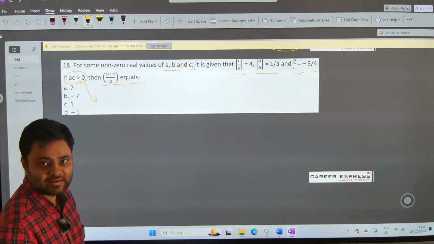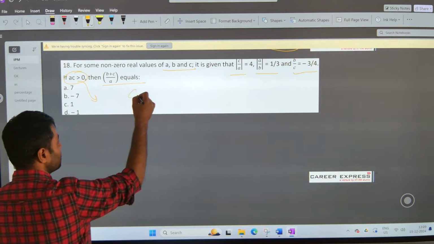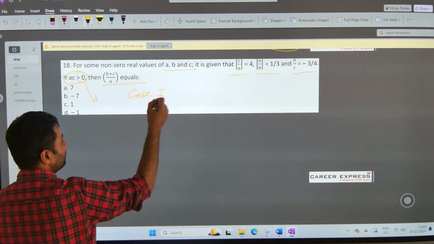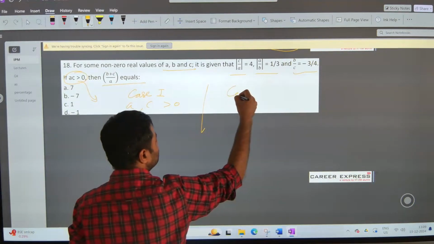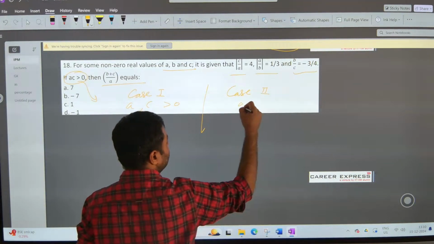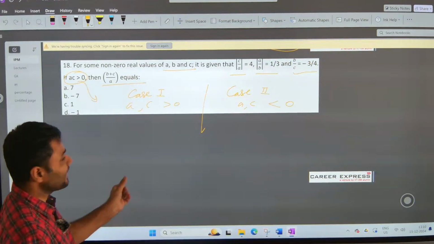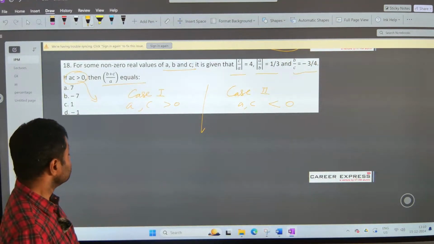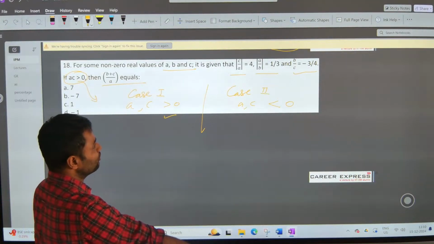If the product of A and C is more than 0, that can happen in two cases. Case 1, when A and C are both more than 0, and case 2, when A and C are both less than 0. Then only their product can be more than 0. So we'll start with the first case. If A and C both are more than 0.